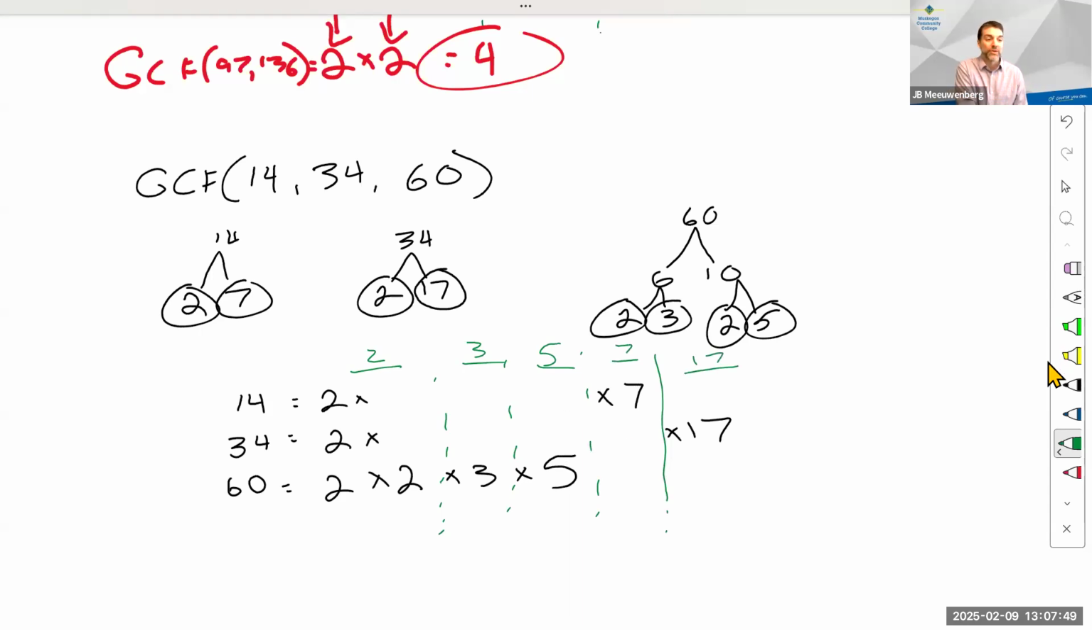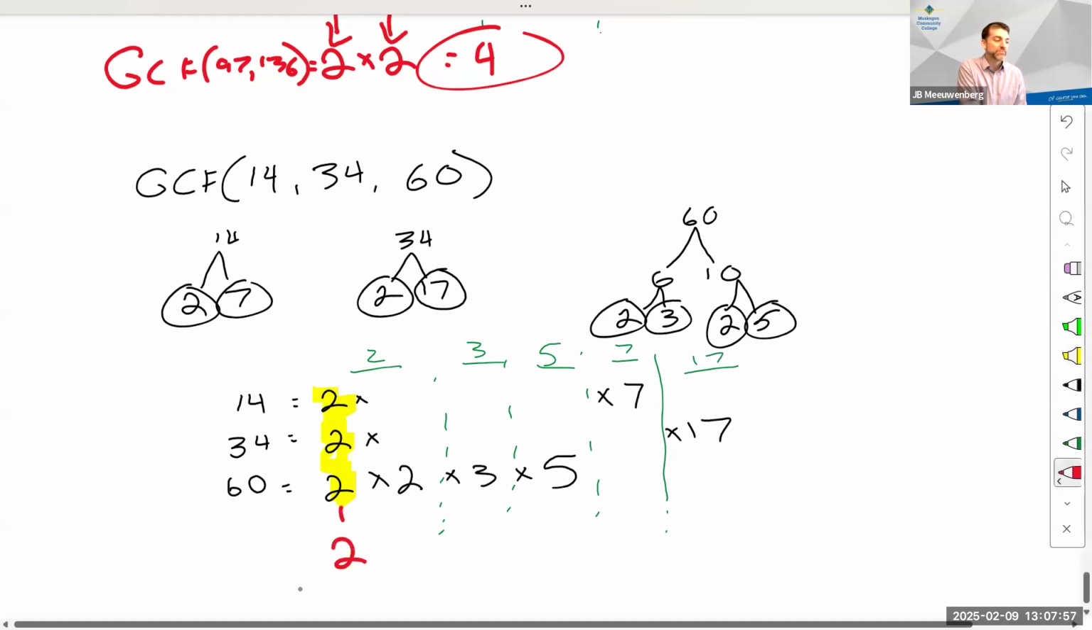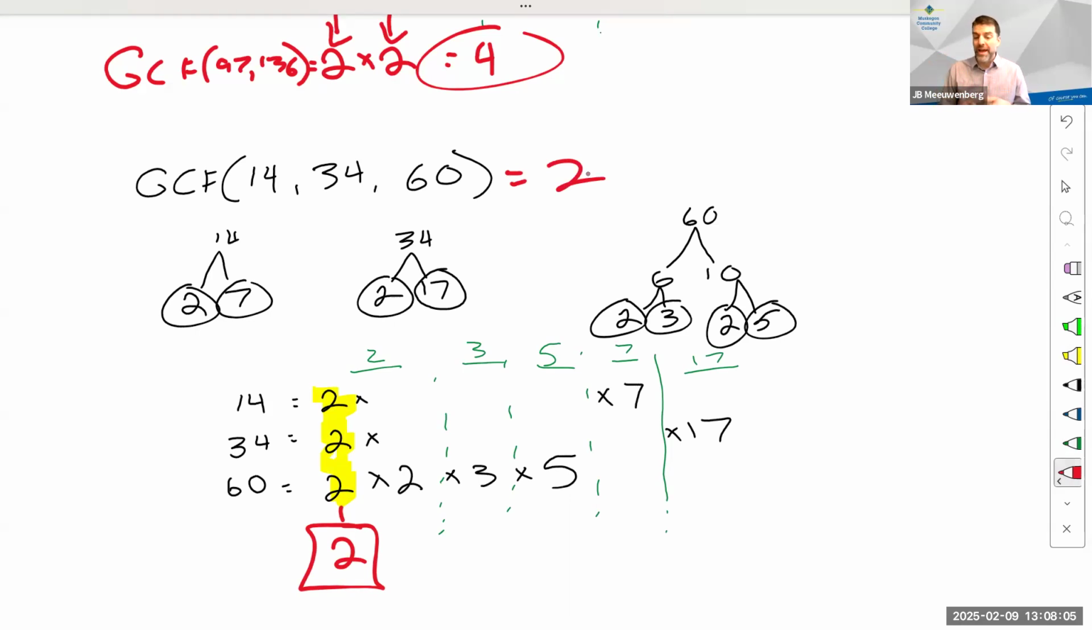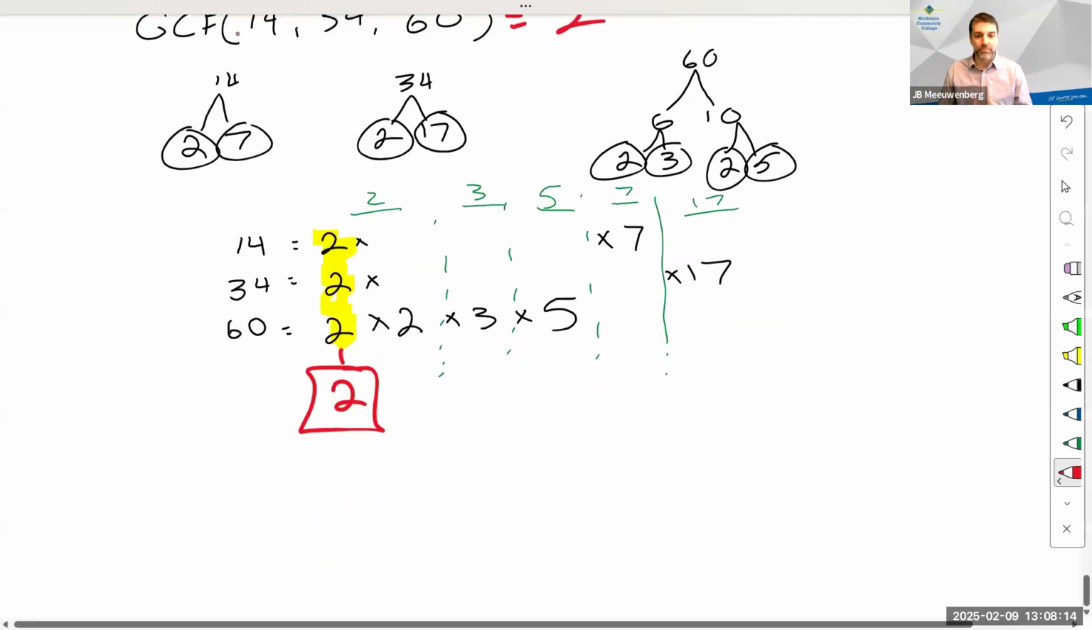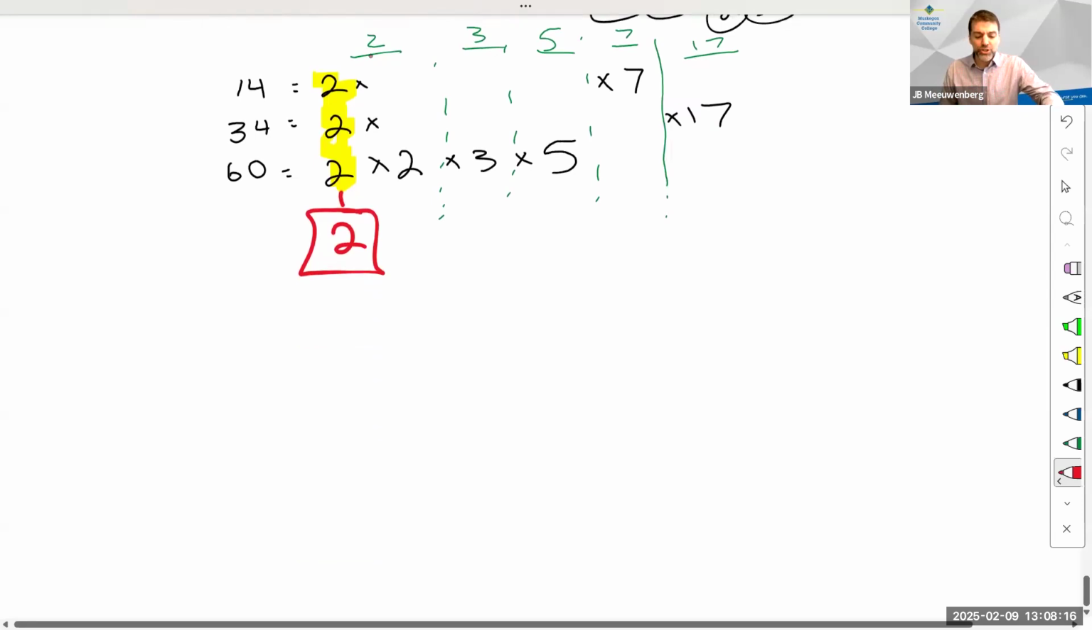So again, you might notice they only have one thing in common, that 2, right? They've only got a single 2 in common, which means the GCF is 2. The GCF of 14, 34, and 60 is 2. So you could do this with more than a pair of numbers. You can find a greatest common factor of 2 numbers or 3 numbers or really any number of numbers. So let's try one more of these, all right?